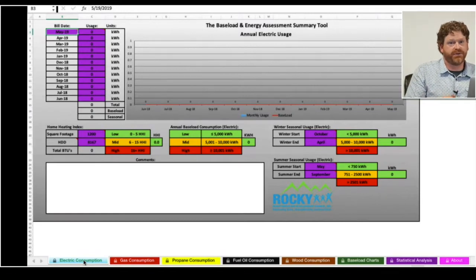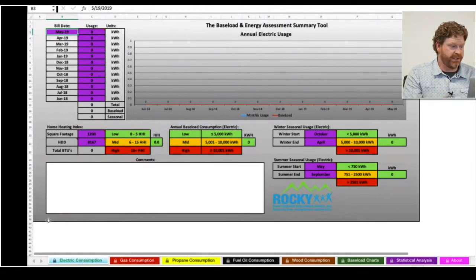This is a very simple tool. Again, our purple fields are enterable, nothing else is. So you can see that there are very few inputs that you actually need to do. I'm going to enter some data in here live, and then we'll be able to make our assumptions about the energy use for this client in real time.